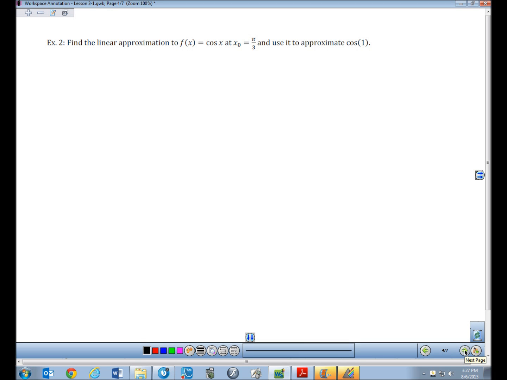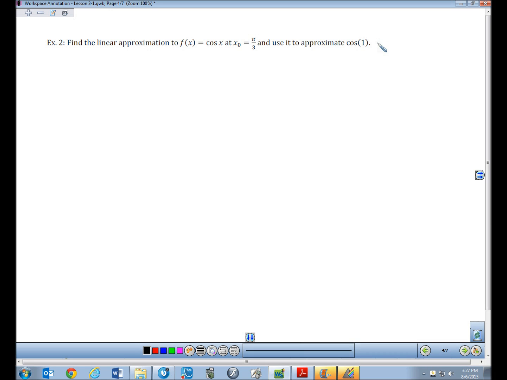Example 2, find the linear approximation to f of x equals cosine x at x sub naught equals pi over 3 and use it to approximate cosine of 1. So firstly, why are we using pi over 3? Well, it's easy to find cosine of pi over 3. That's one of our special unit circle values. It's more difficult to come up with the cosine of 1.